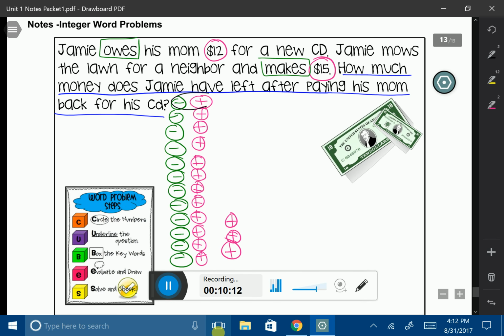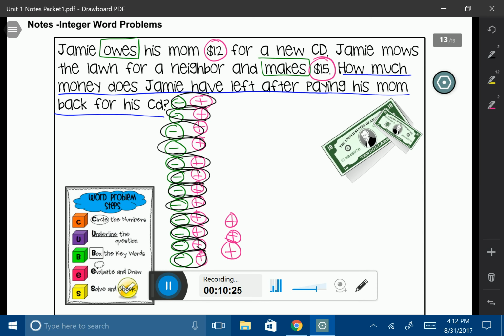So if I go ahead and create my zero pairs, you're going to notice that I lined them up for a reason. I lined them up because they make really nice zero pairs. Remember, zero pairs cancel each other out. So what am I left with? Well, I'm left with what I have here. I'm left with $3.